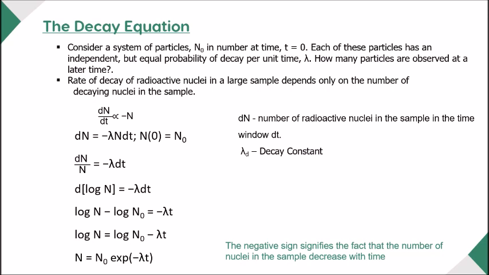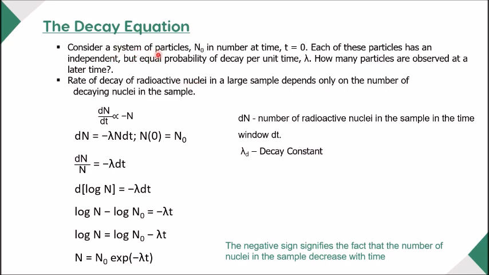Now we are moving to a new section, the decay equation. The decay equation represents how a number of particles converts to a number of daughter nuclei. The rate of decay of radioactive nuclei in a sample depends only on the number of decaying nuclei in that sample. So how do we get the number of decaying nuclei in the sample?